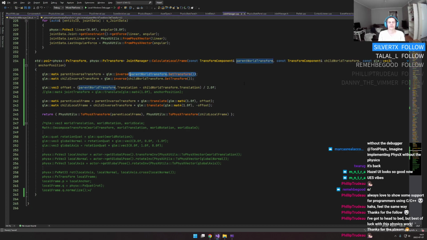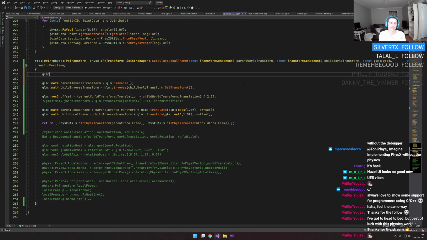Actually, I think what I want to do here is store this again, because I need to decompose it in order for the scale to properly affect the translation, I think.